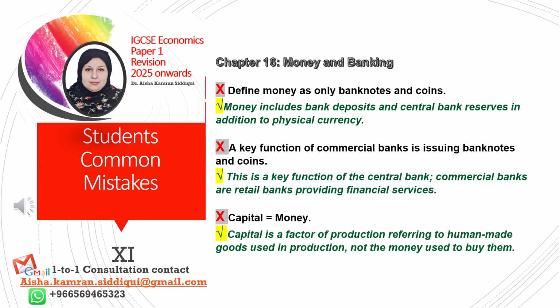Topic number 16, money and banking. Mostly students define money as only banknotes and coins, which is incorrect. The correct definition of money is that money includes bank deposits and central bank reserves in addition to physical currency.